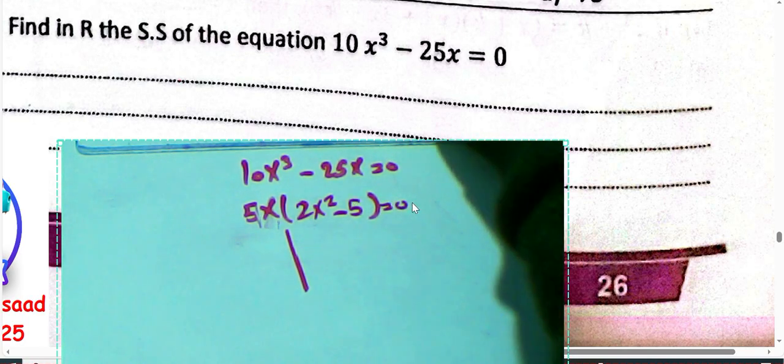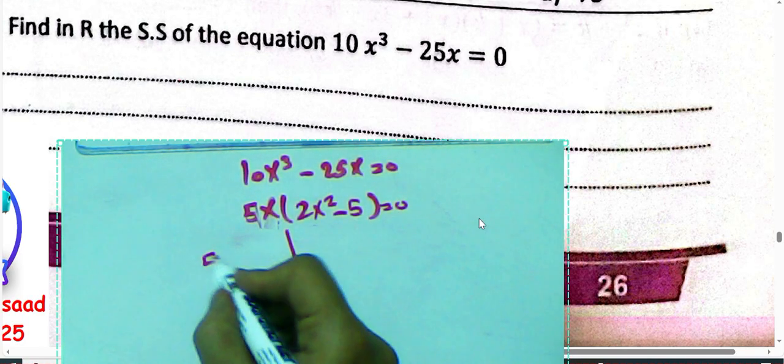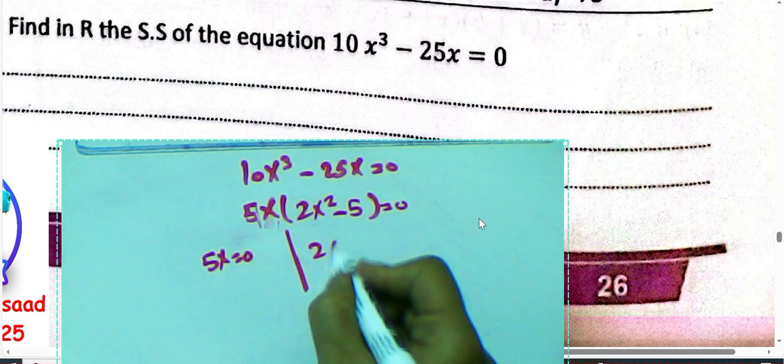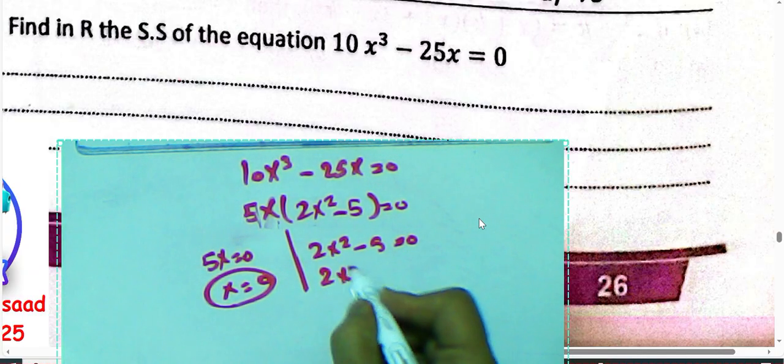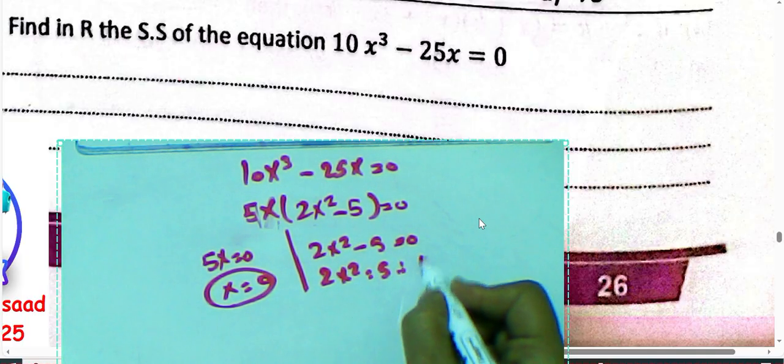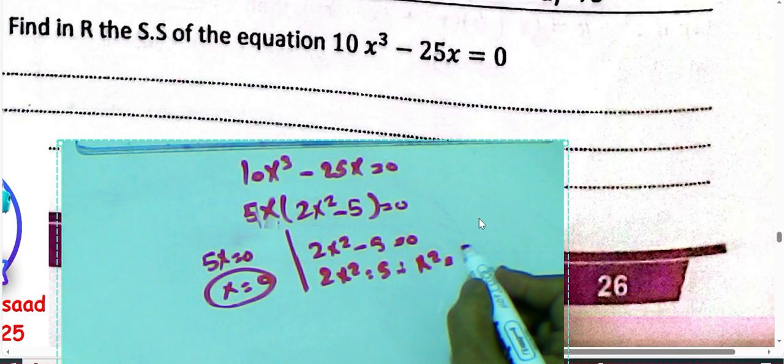And then we have two factors whose product equals 0. Then the first will be equal to 0: 5x equals 0, or the second, 2x power 2 minus 5 equals 0. We can divide by 5, then the value of x equals 0, and here 2x power 2 equals 5. Then x power 2 equals 5 over 2.